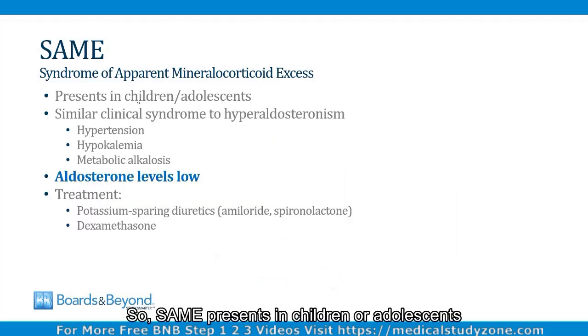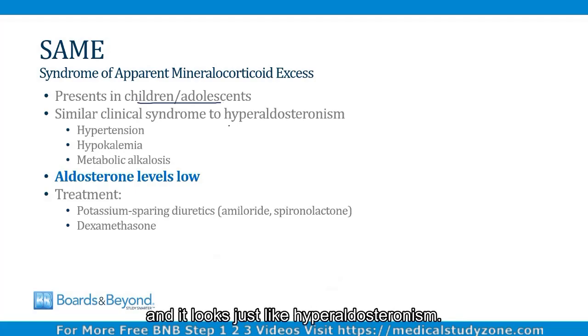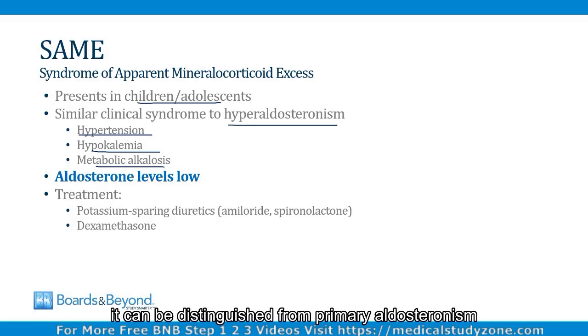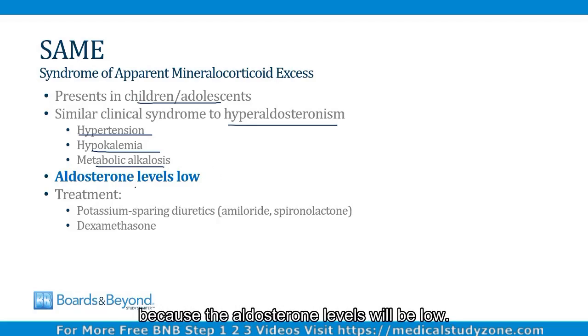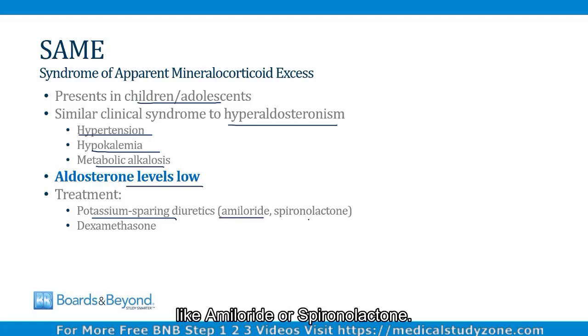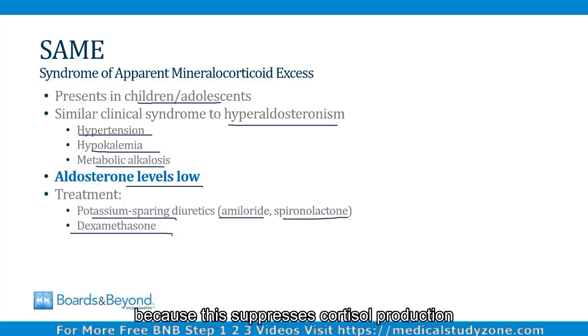So SAME presents in children or adolescents, and it looks just like hyperaldosteronism. These children will have hypertension, hypokalemia, and metabolic alkalosis. Just like Liddle syndrome, it can be distinguished from primary aldosteronism because the aldosterone levels will be low. And the treatment is similar to Liddle syndrome. You use potassium-sparing diuretics like amiloride or spironolactone. Sometimes dexamethasone is used because this suppresses cortisol production, and therefore there's less cortisol around to bind to those receptors in the kidneys.